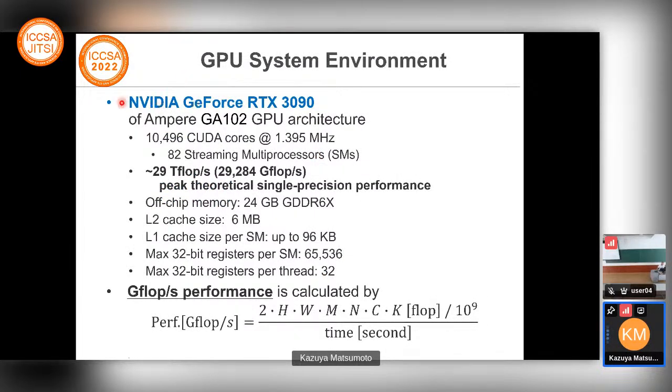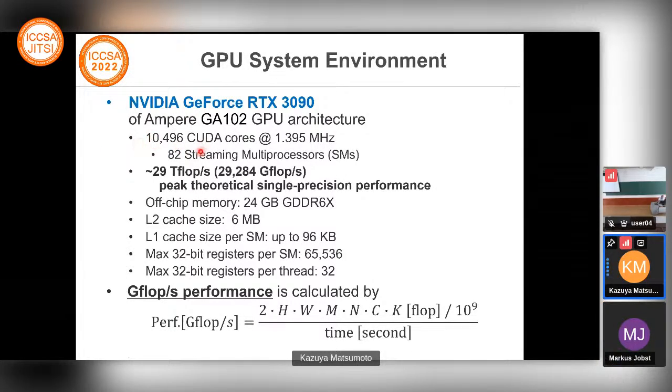We evaluate our implementation on an NVIDIA GPU, the GeForce RTX 3090 of the Ampere GPU architecture. This GPU has about 10,000 CUDA cores, and the peak theoretical single precision performance is about 29 teraflops. In this study, we show the performance in terms of gigaflops, floating point operations per second, and the gigaflops performance is calculated by the number of operations divided by computation time.